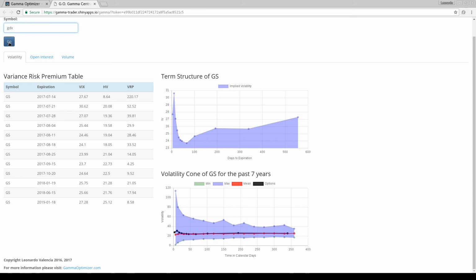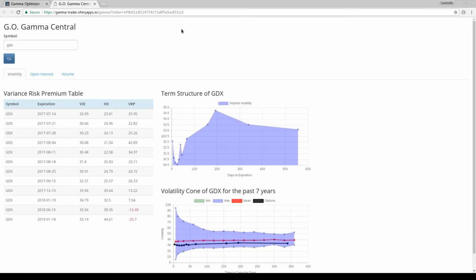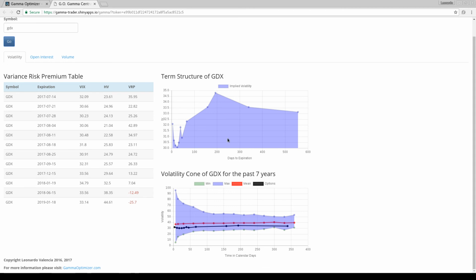Let's look at GDX, the crowd favorite. Because it's something about metals, don't even look at the term structure. Term structure for things related to precious metals is crazy all the time. Sometimes it's kind of in contango, but you get some spikes based on near-term action. But at least the volatility cone is way more stable. And you can see that in general, GDX options are underpriced when compared to the mean.